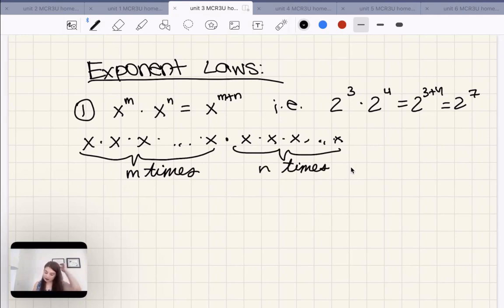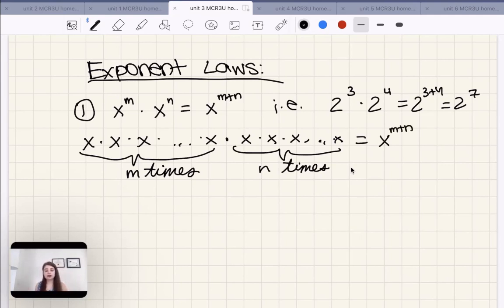right? So how many times total are we multiplying x, right? Because that's what an exponent is. It's just the base being multiplied over and over and over, however many times the exponent says. X squared is x times x, x cubed is x times x times x, etc., right? So in this case, if we have x multiplied m times, and then also we're multiplying n times on top of that, this is equal to x to the m plus n.